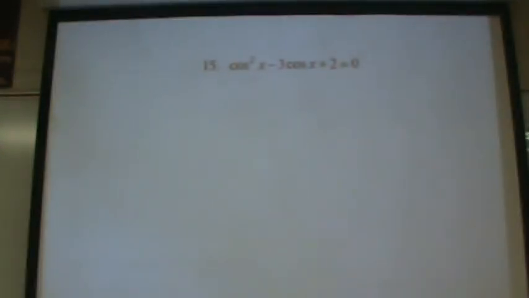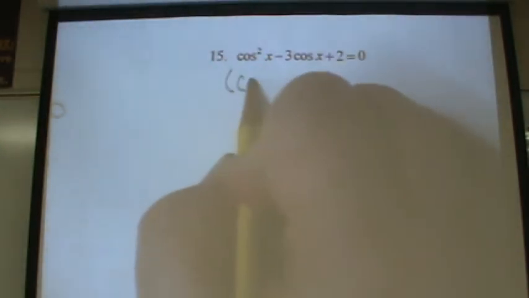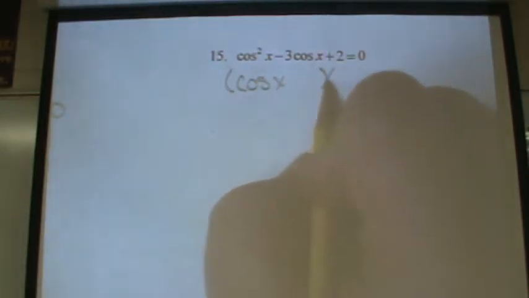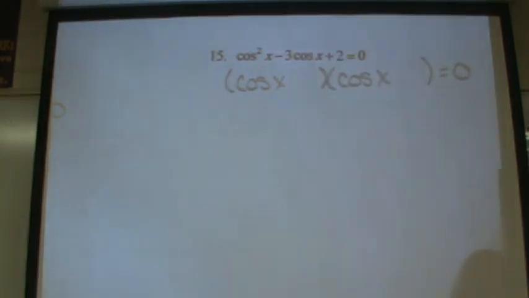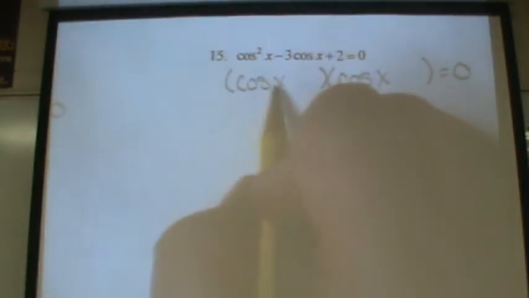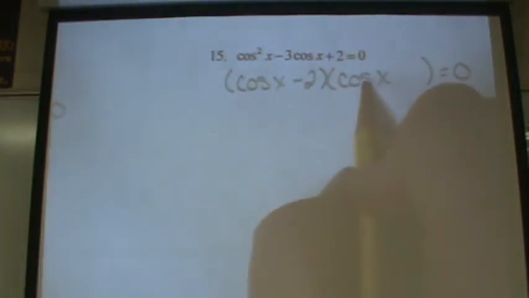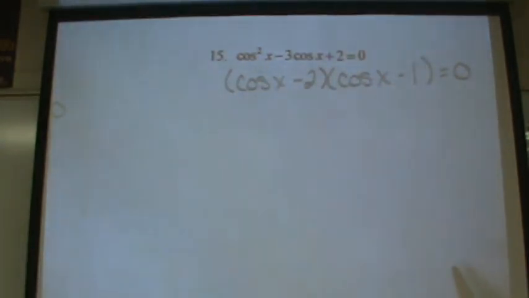Number 15. Again, we're going to factor this. When we factor this, we get cosine x minus 2 times cosine x minus 1. Set each of those equal to 0.